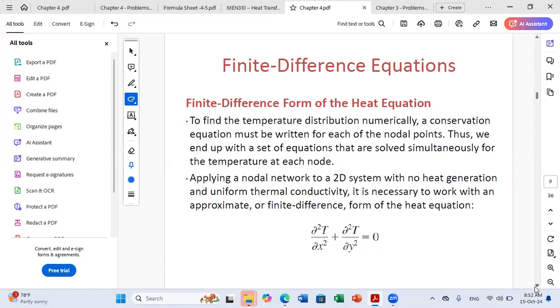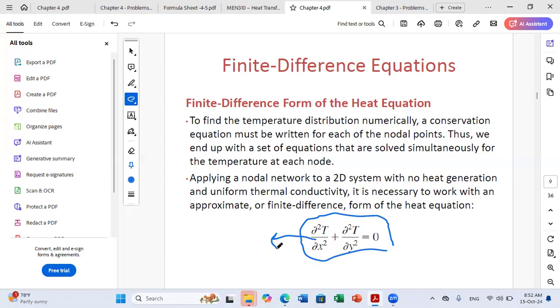Applying a nodal network to a 2D system with no heat generation and uniform thermal conductivity, it's necessary to work with an approximate or finite difference form of the heat equation. So here, this is your heat equation. This heat equation is in differential form. How to transform it to numerical form?